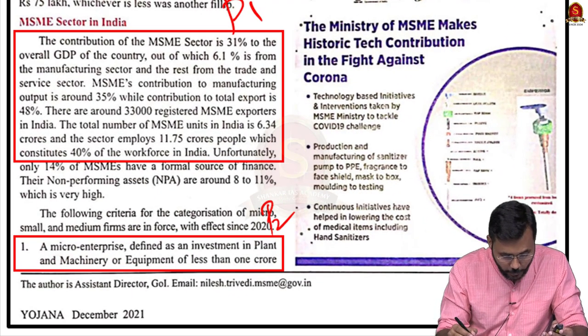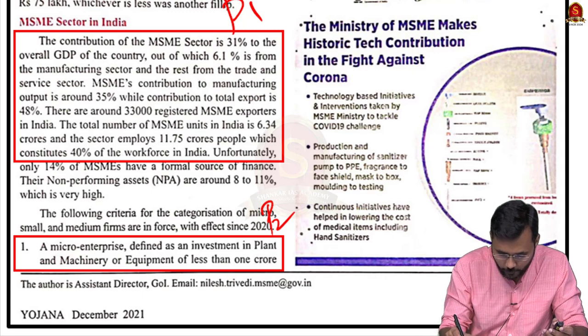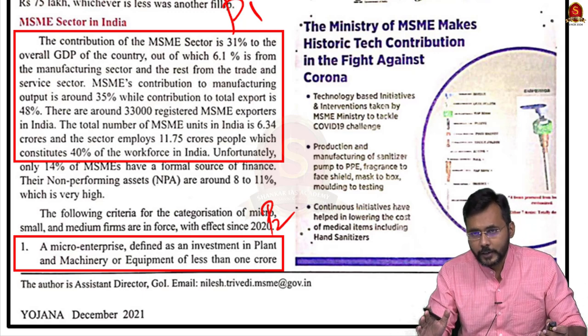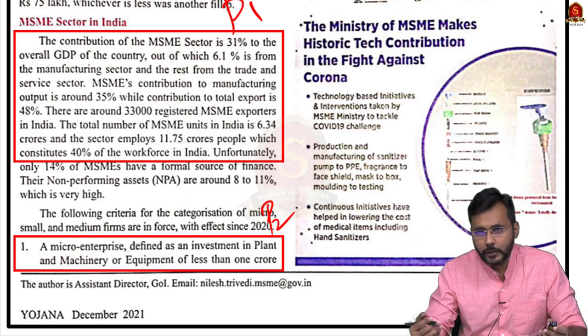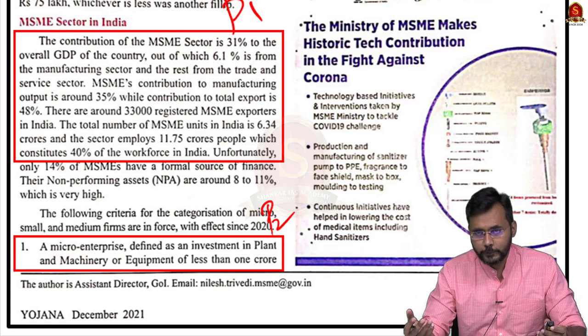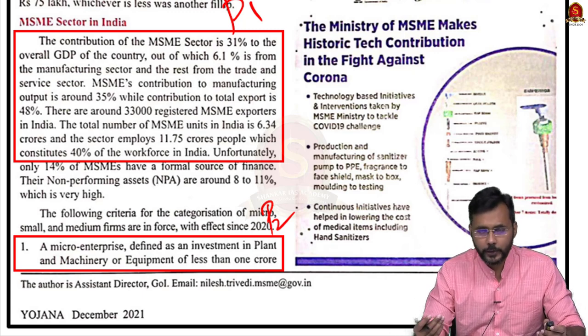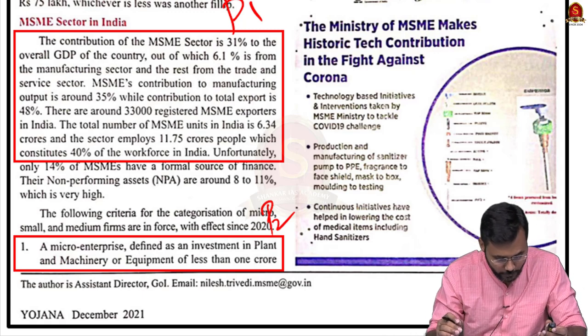When they talk about contribution to manufacturing, MSME's manufacturing contribution is around 35%. Assume 100 components are manufactured in India, 35 components come from the MSME sector. The next thing is export. Export is around 48%, so they have greater export capabilities. Out of 100 things exported from India, either product or services, 48 come from MSME. That is another important factual information.